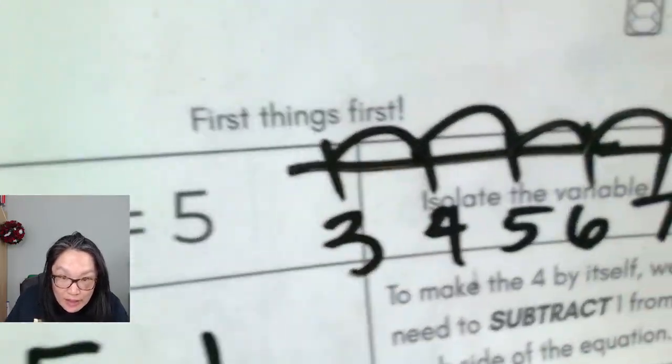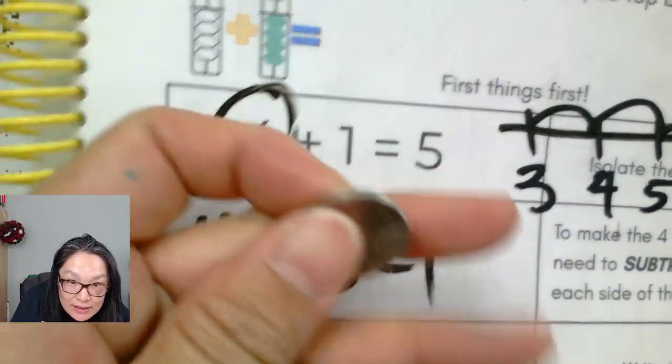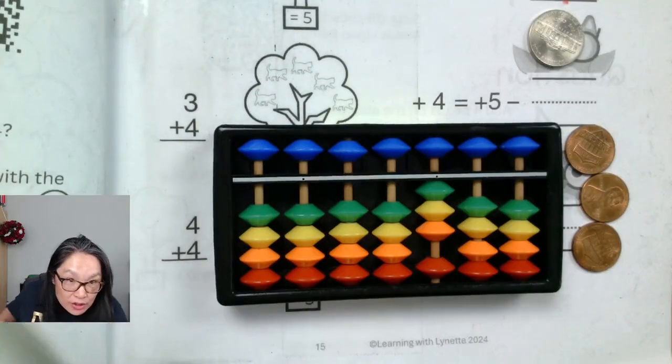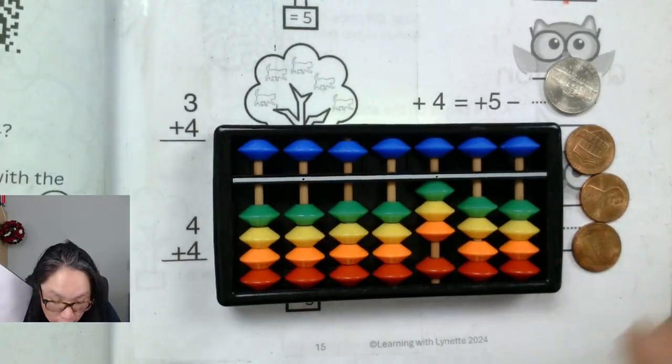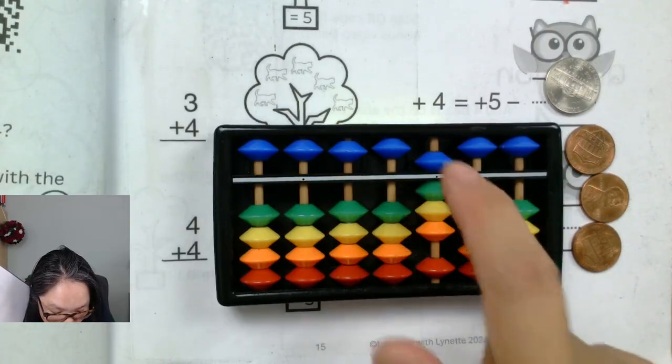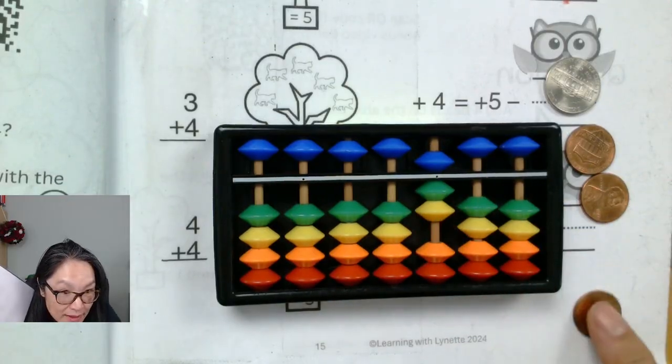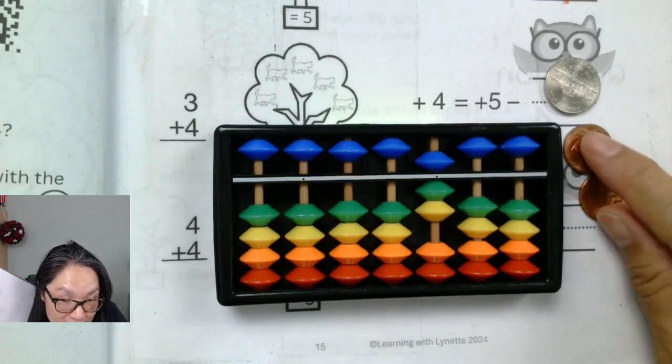I want to add the 4. So I have 1 nickel. I have 5 cents. I'm going to go to the 5, but it's too much. So I need to take away the 1. So my final answer is 7.